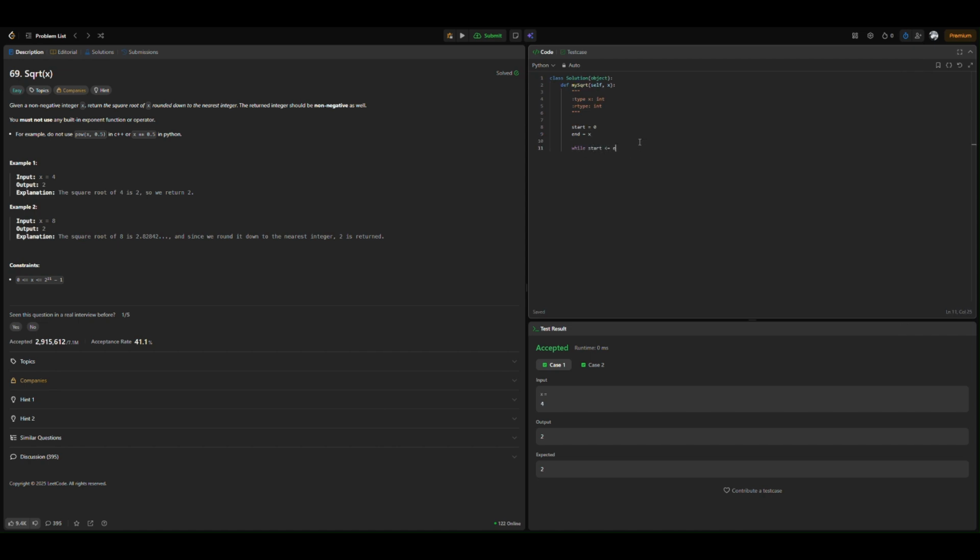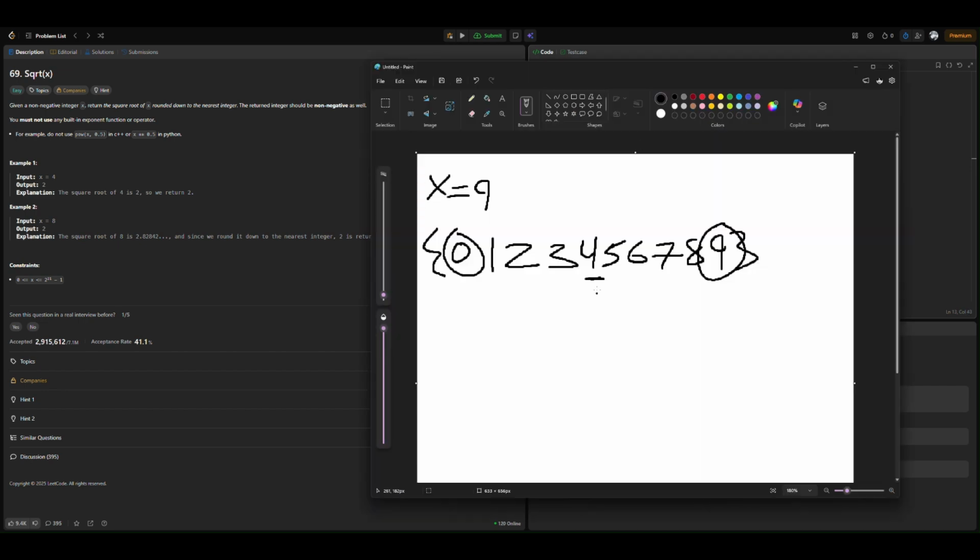While start is less than or equal to end, middle value is equal to start plus end divided by 2, floored. And then we want to get our squared value. So square value is equal to mid value times mid value. So remember, squaring is the same as 4 squared, 4 times 4.